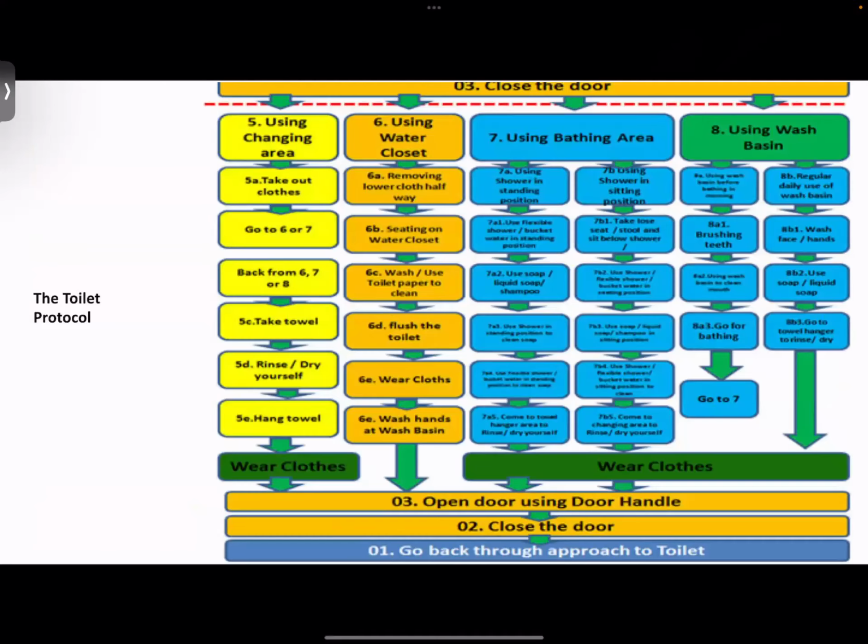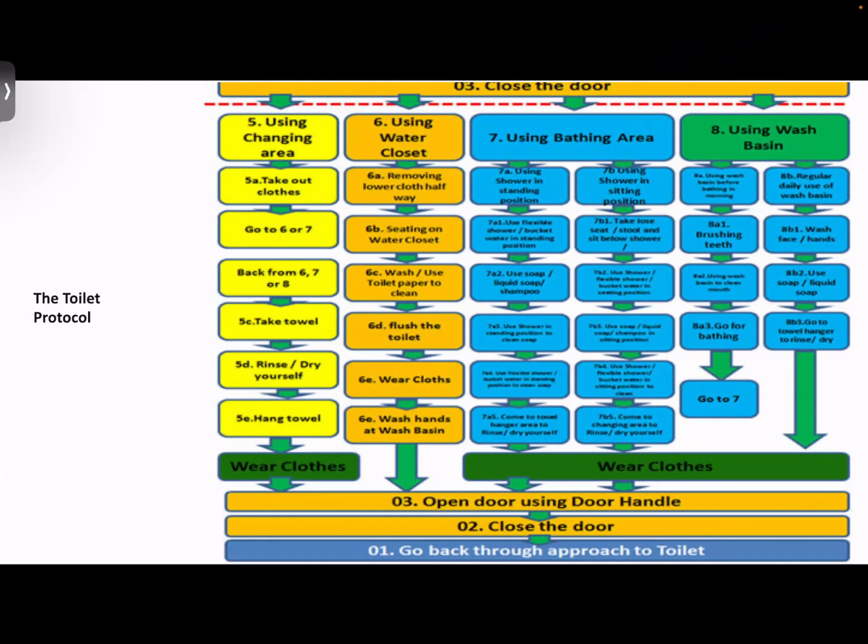If I further show you this in detail, when you're changing, you actually take out your clothes, and then you go to the water closet or the bathing area. If you talk about using the water closet, you remove your clothes, and then you use the water closet, and after flushing and cleaning yourself, you wear the clothes, you wash your hands, and then come out, open the door, and then close the door again, and you come out of the toilet. Similarly, for the bathing area, you use the bathing space and the shower, and then after taking your bath, you clean yourself, wear your clothes, and come out.